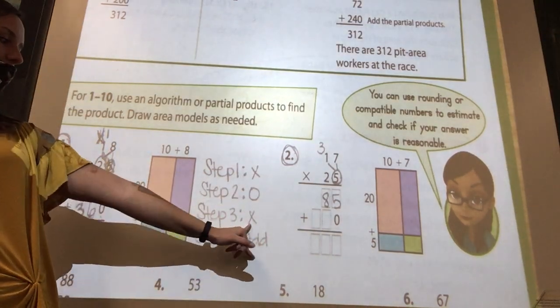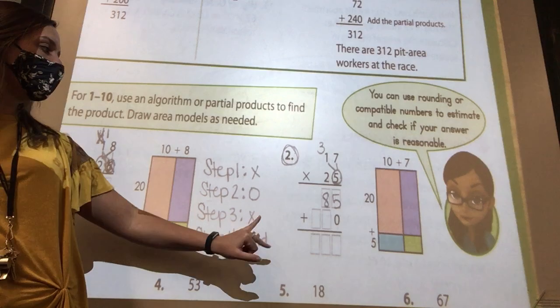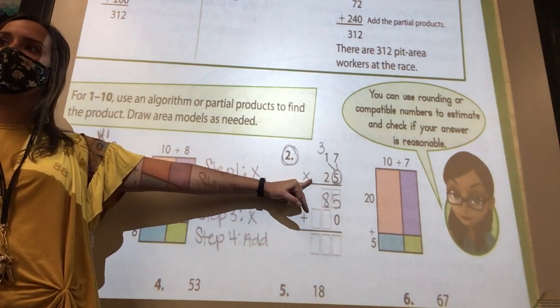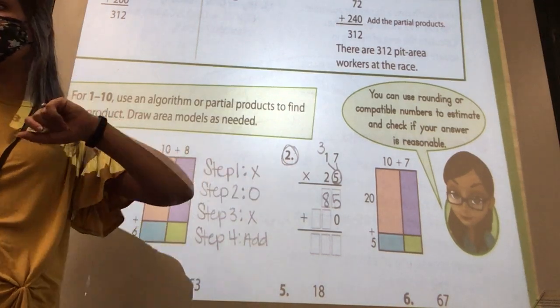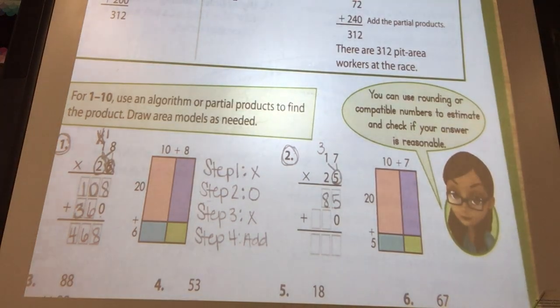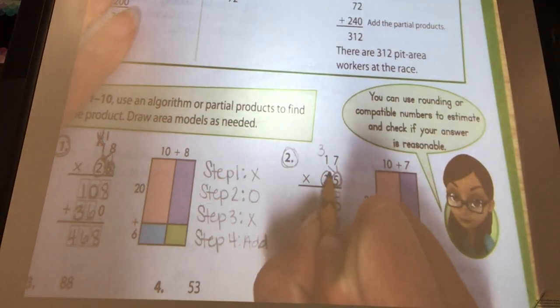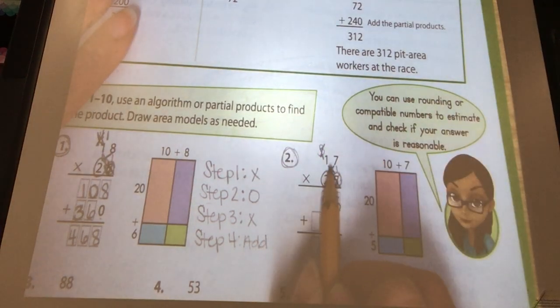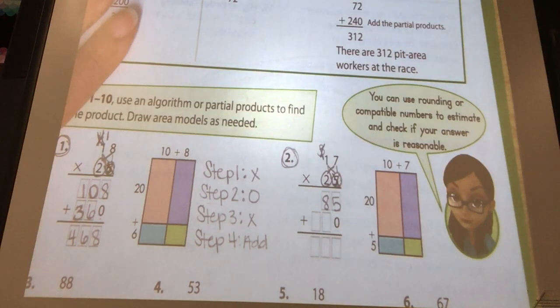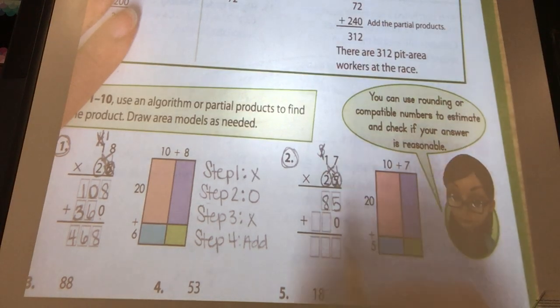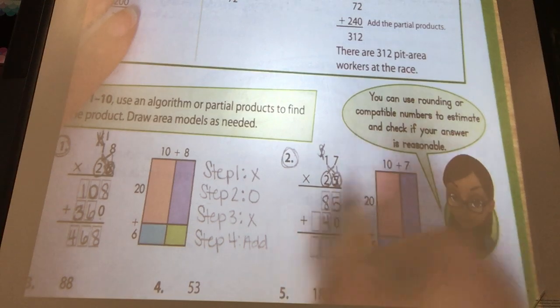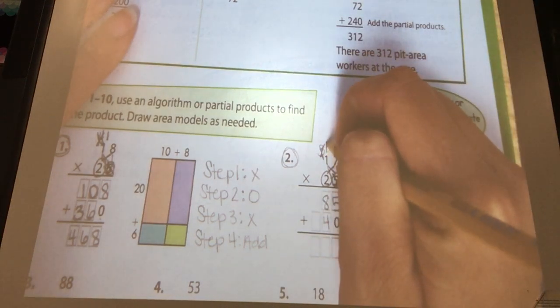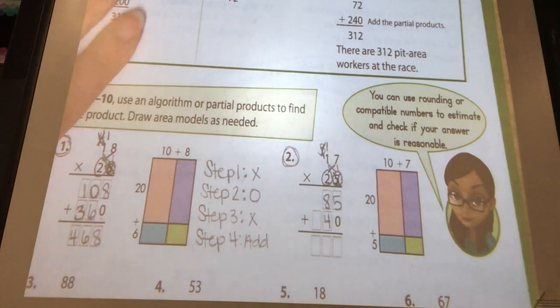Step 3, we're going to do what? So what are we going to multiply in this problem? 2. There you go. We're going to move on to that 2. Nice job, kiddo. We're done with the 5. Move on with the 2. 2 times 7. Colby? 14. Write my 4, carry my 1. 2 times 1. Dominic? Plus 1. 3.